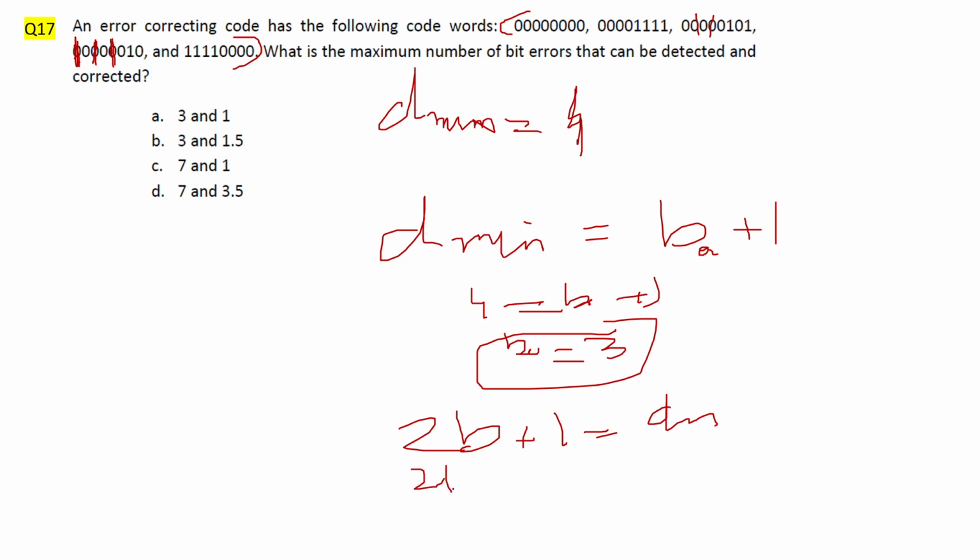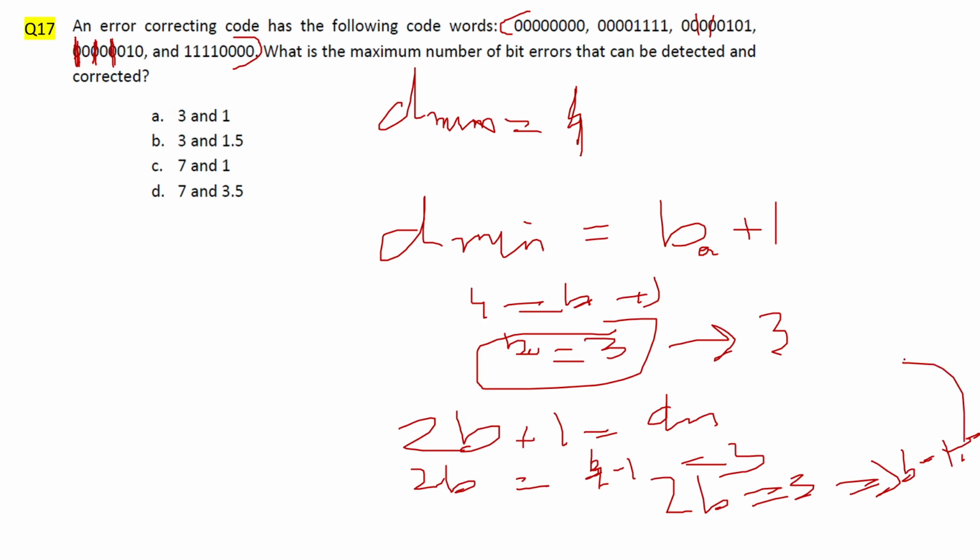So twice b is equal to 3 minus 1, so twice b is equal to 2, b is equal to 1. Oh, this is 4, 4 minus 1, this is 3, so 2b is equal to 3, that implies b is equal to 1.5. So the maximum number of bit errors it can detect is 3, and the maximum number of bit errors it can correct is 1.5. So option B.